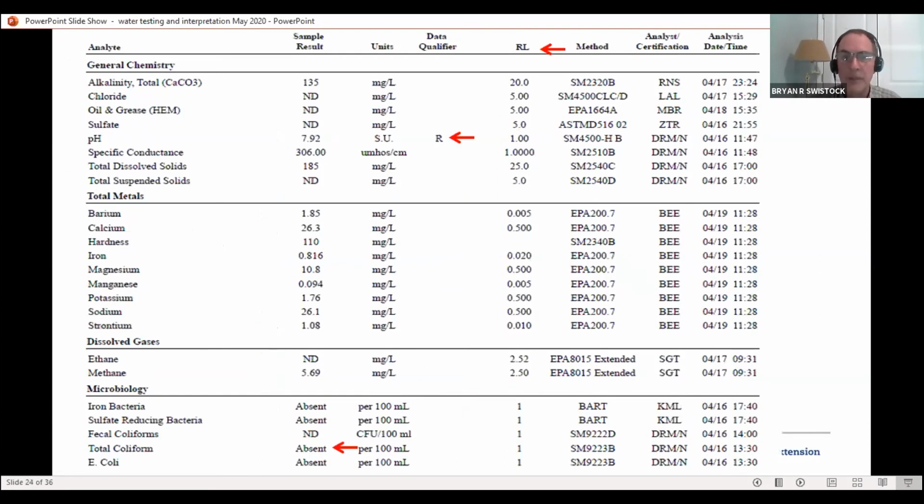Here's a different laboratory that shows reporting limits. So here we're showing the detection limits. We've got a qualifier for pH. They use an R acronym to basically say that it was done in the lab and not in the field. All the way down at the bottom, you see bacteria results, and you notice that for a lot of bacteria, they'll report absent. Because they can't really say 0, they say absent, which again is just another method of saying there was no bacteria detected in the sample.